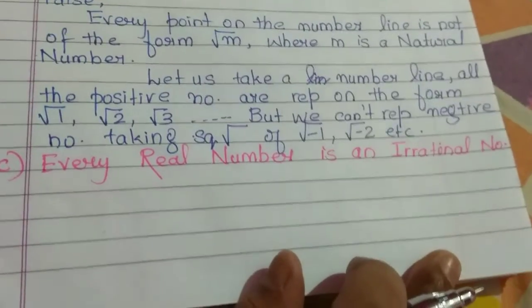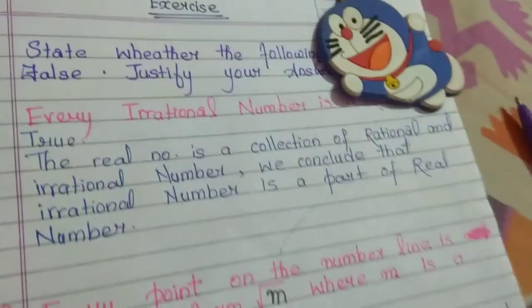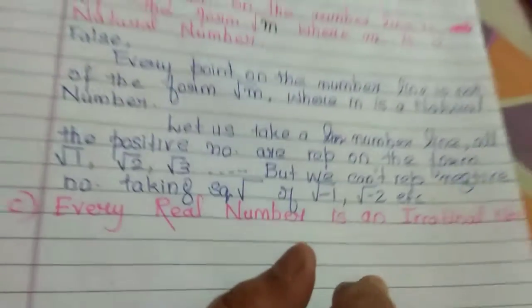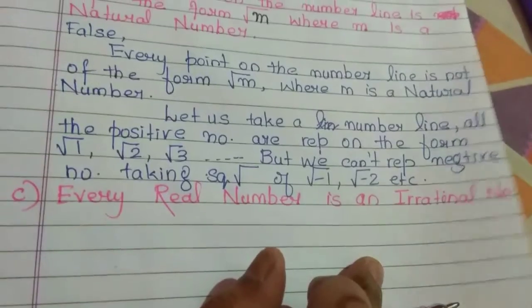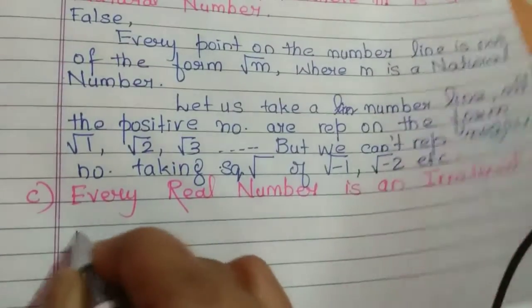Now the next question is: every real number is an irrational number. It is the opposite of the first question, that every irrational number is a real number, and here the question is every real number is an irrational number. So the first one is true, then this will be false.